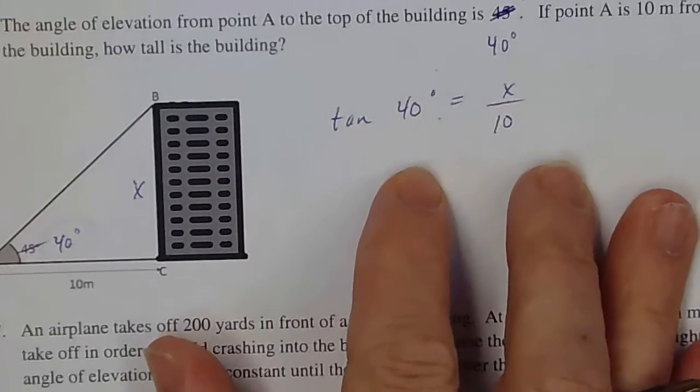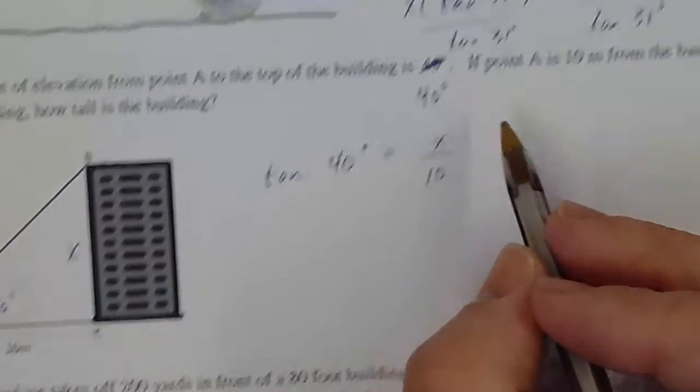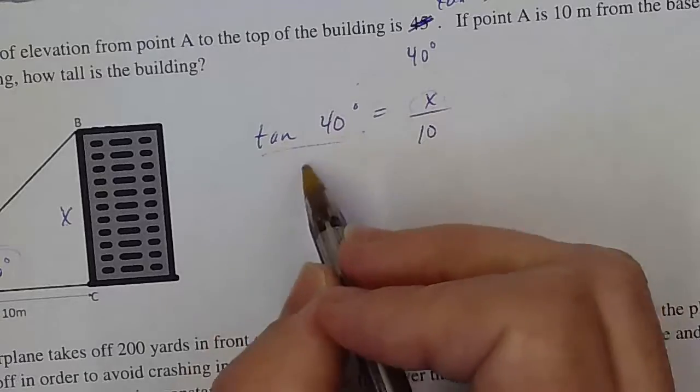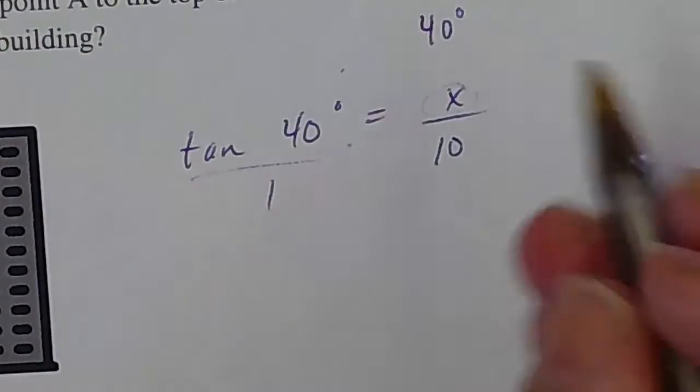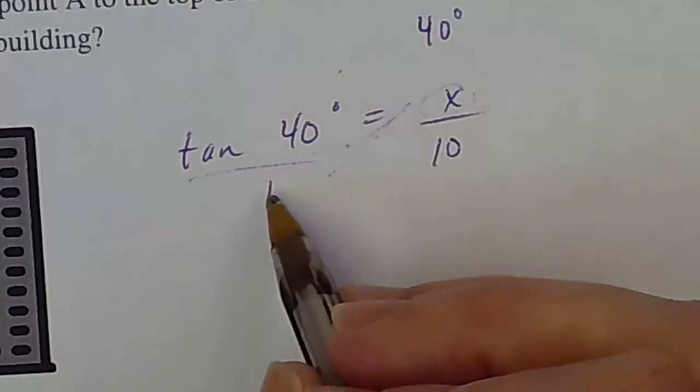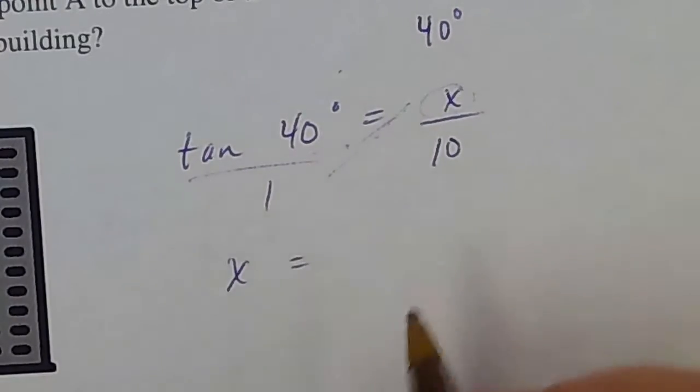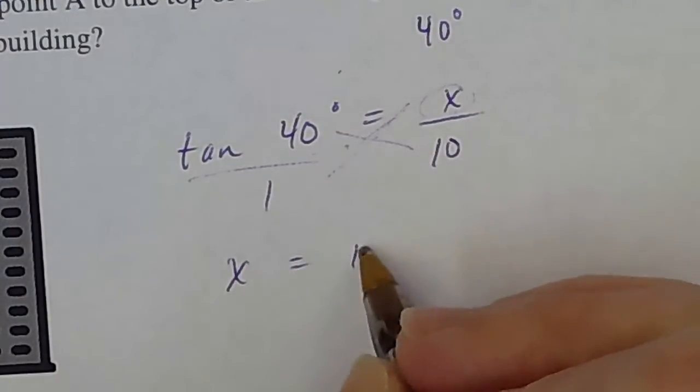Now, I like to stick with just the cross multiplying, because whether the unknown is in the bottom or it's in the top, cross multiplying takes care of it either way. So I just like to give you one method. Okay, so I do x times 1 equals 10 times tan 40.